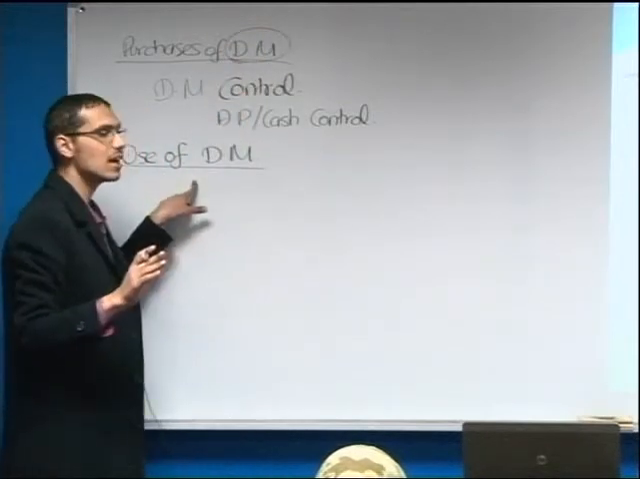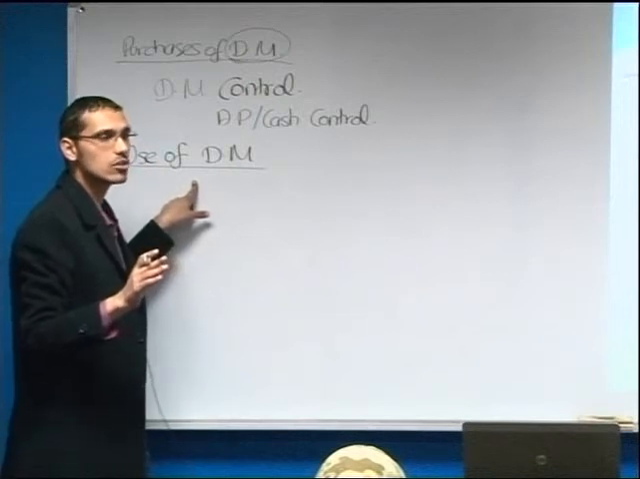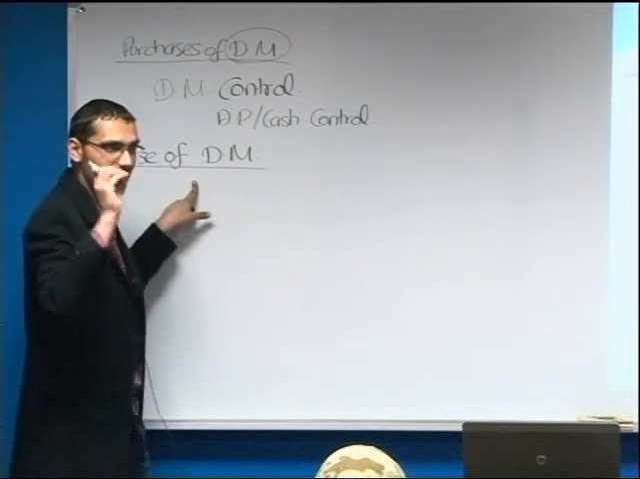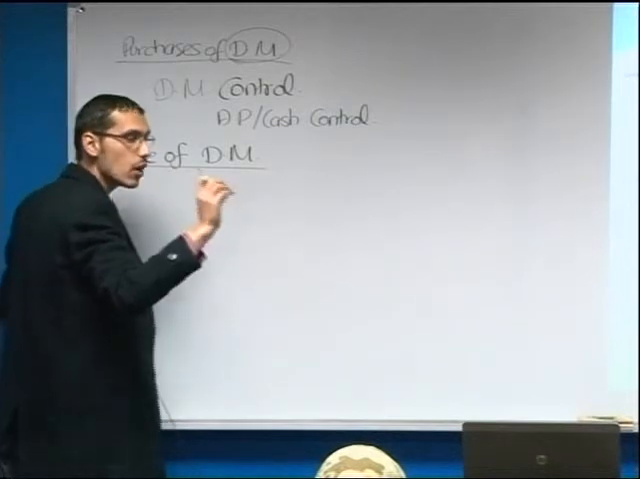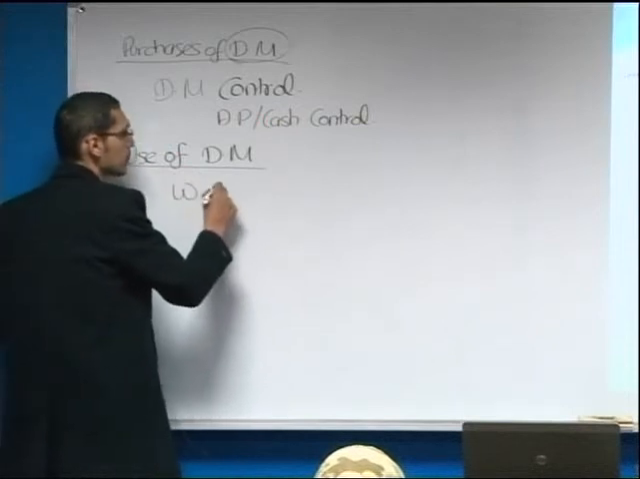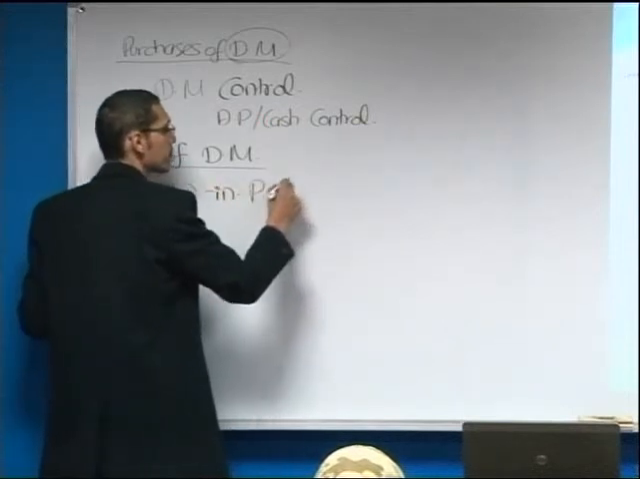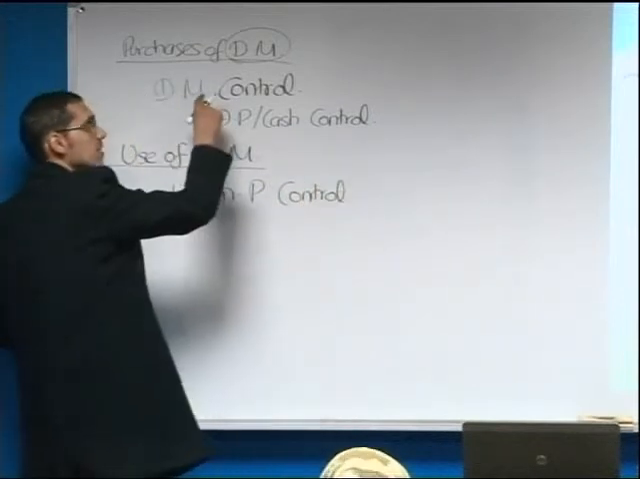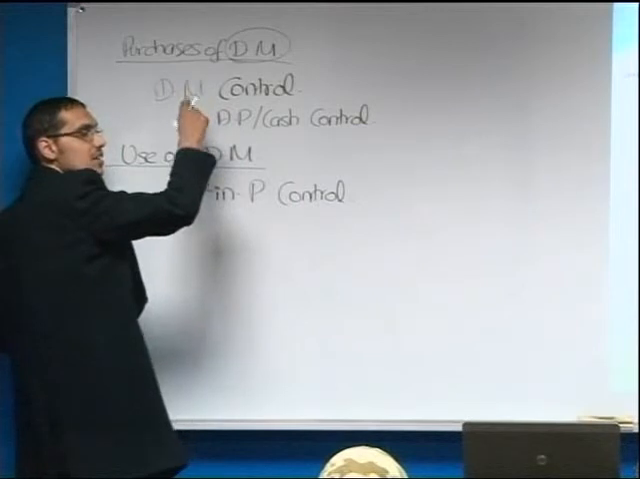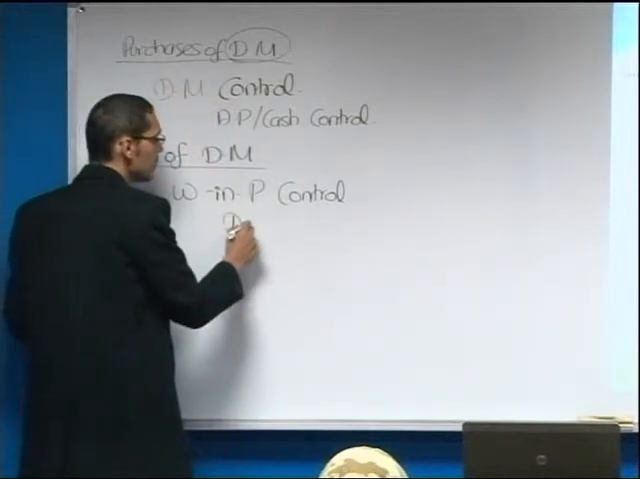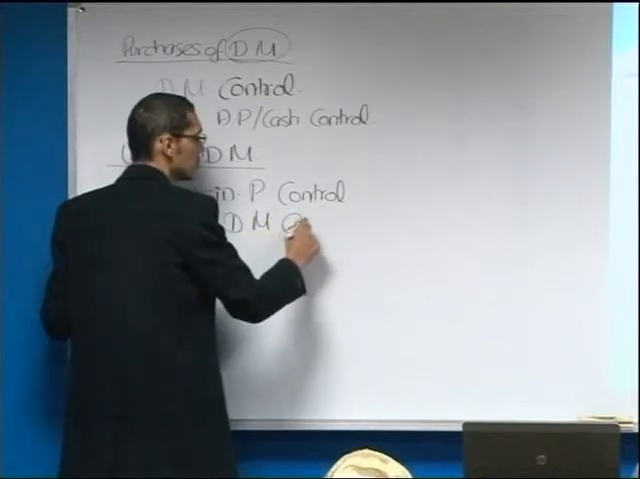Therefore, if I'm using the direct materials, we are going to recognize the use of these direct materials in an account called work in process. And of course, the use of the materials would decrease our asset that has been recognized previously, therefore to the direct materials control.